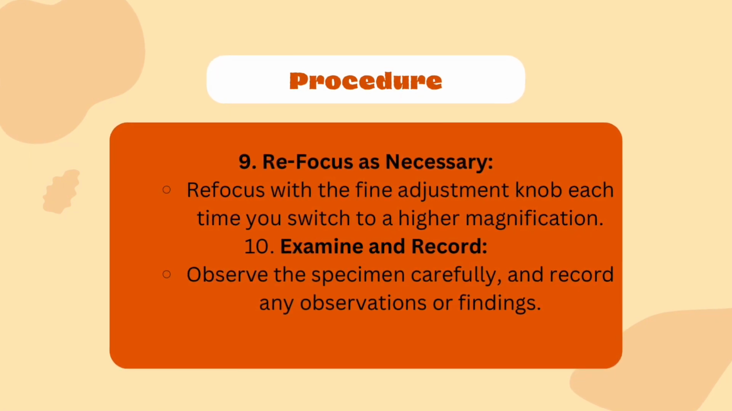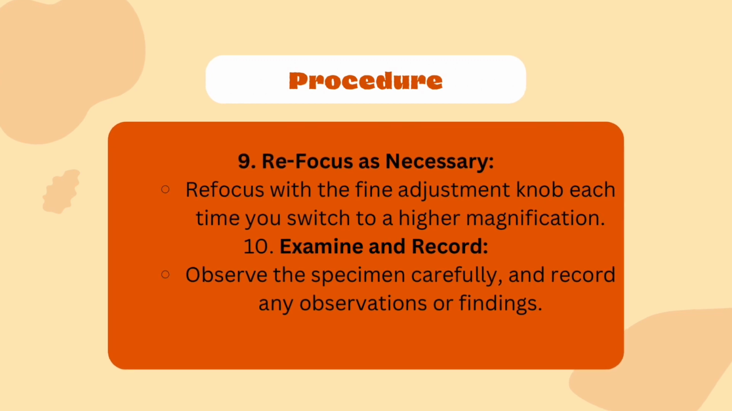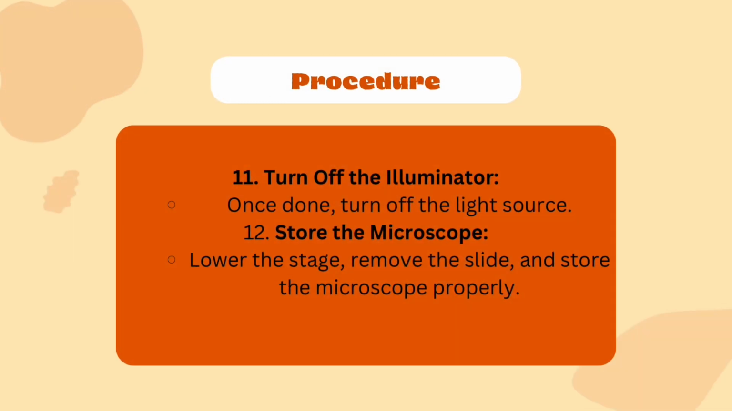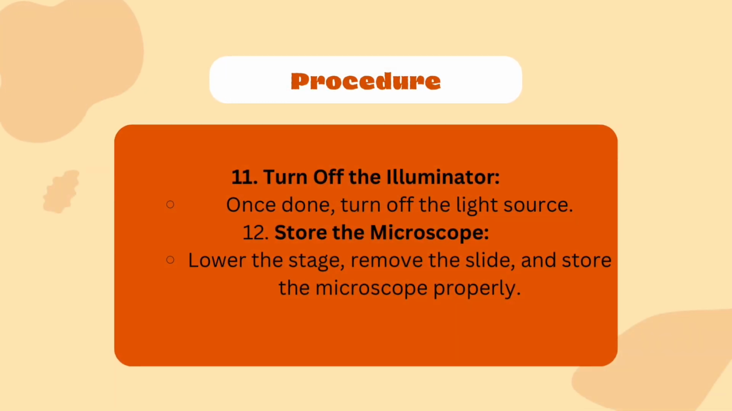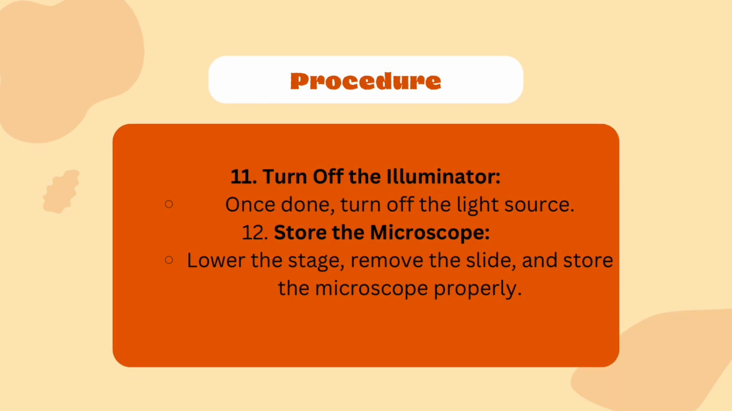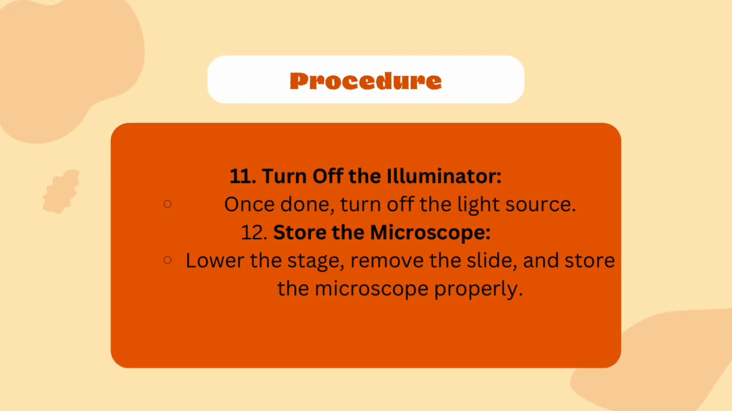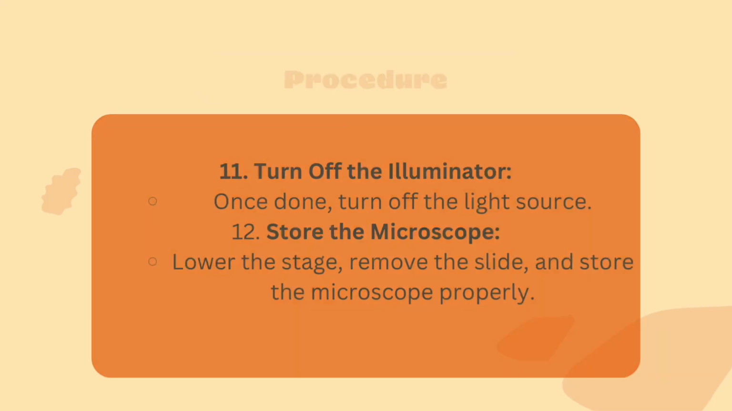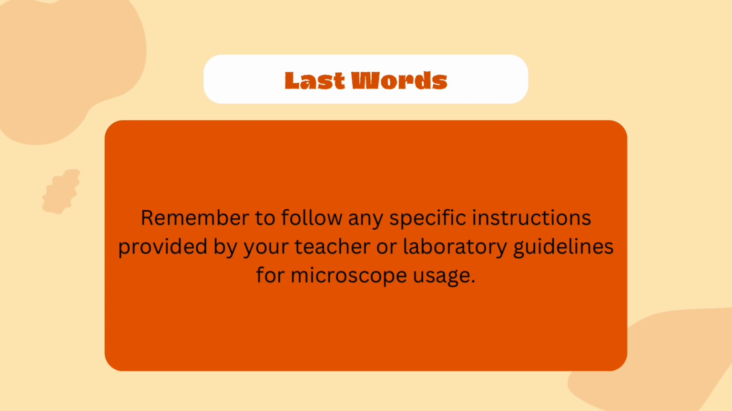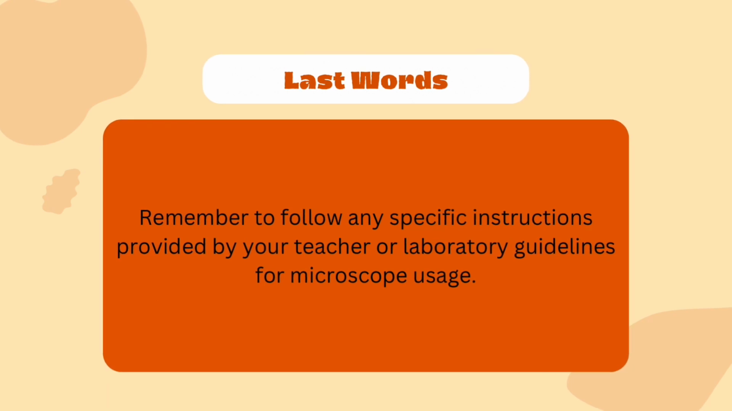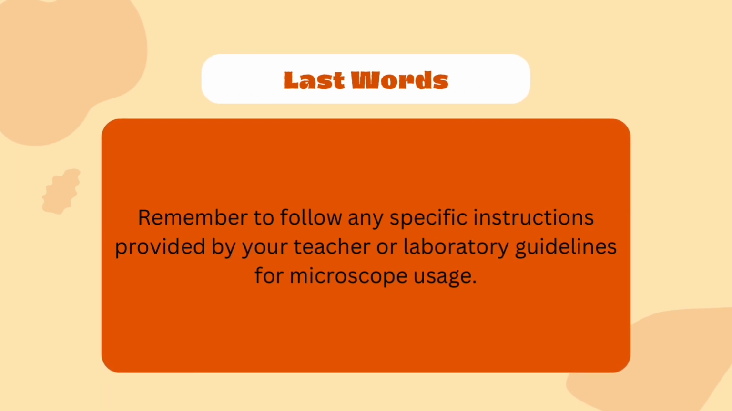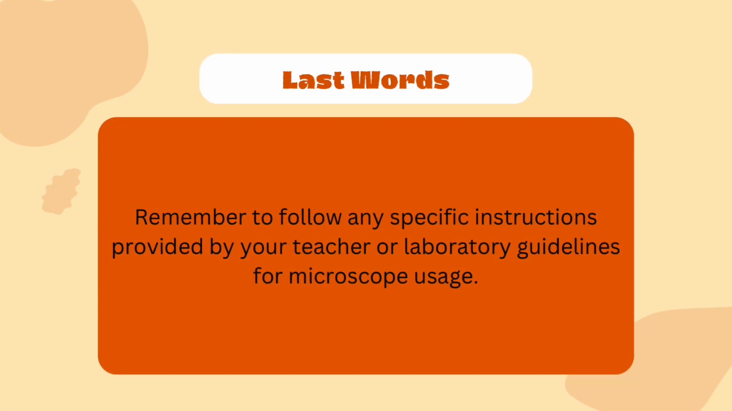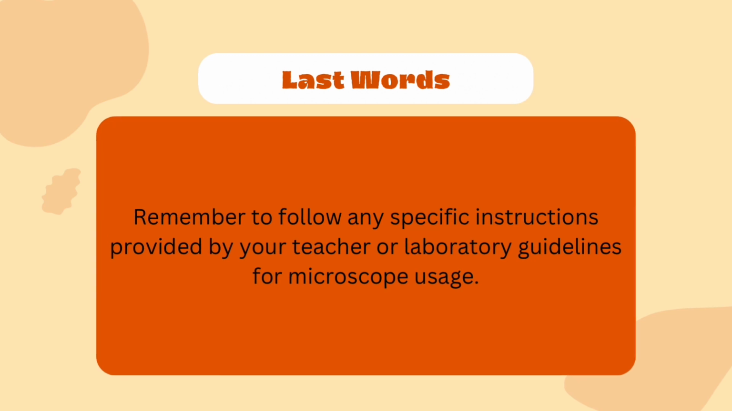Then examine and record. Observe the specimen carefully and record any observations or findings. And the last two are turn off the illuminator. Once you're done, turn off the light source. Then store the microscope. Lower the stage, remove the slide and store the microscope properly. Remember to follow any specific instructions provided by your teacher or laboratory guidelines for microscope usage. Never forget you're supposed to follow each and every instruction you're given by your teacher or a laboratory assistant.